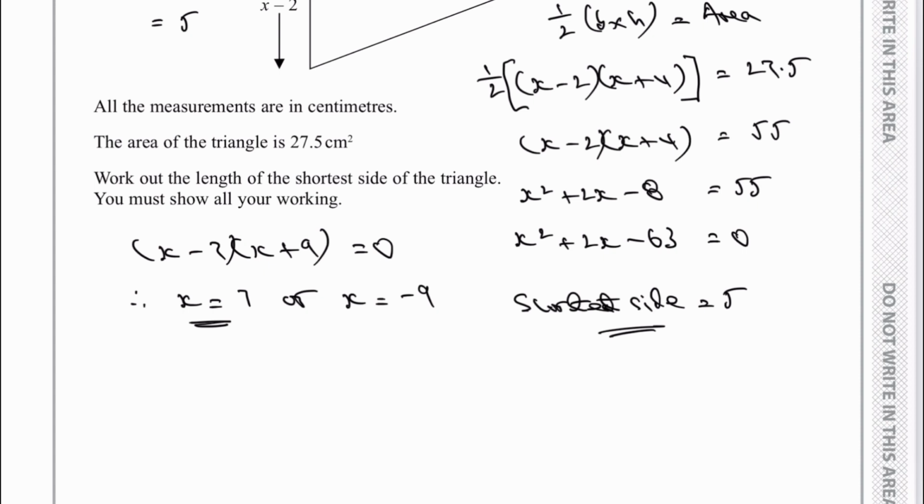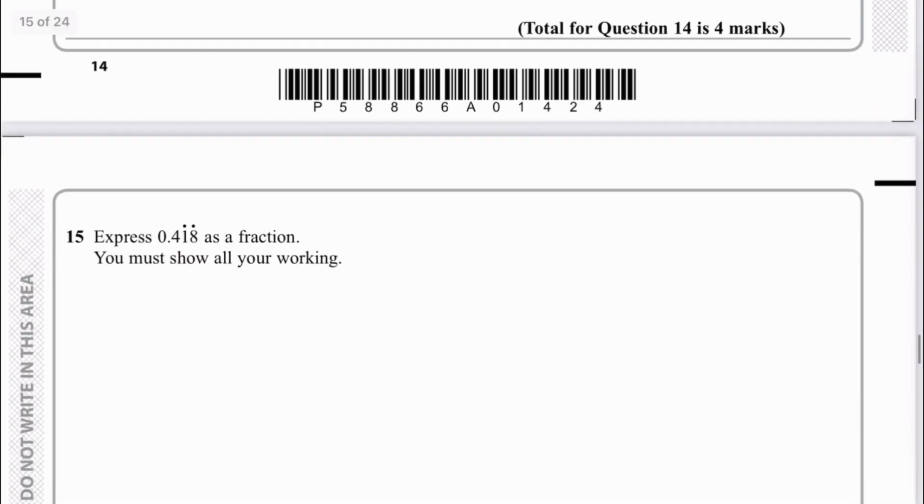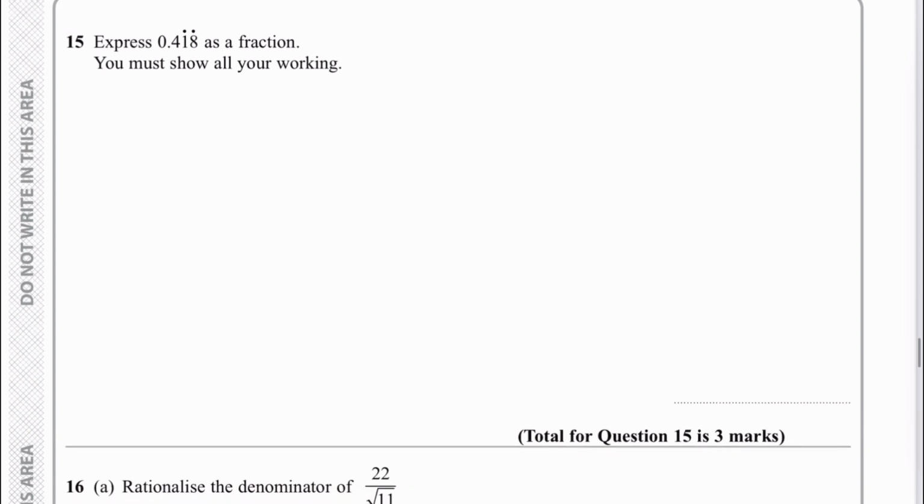Okay, let's move on to the next question, which is number 15, and it's recurring decimals to fractions. One of these questions can be a little bit tricky, but the technique is that I would always start by saying x equals 0.41818 and so on. Okay, I'm going to say that 10x equals 4.18181 8 and so on.